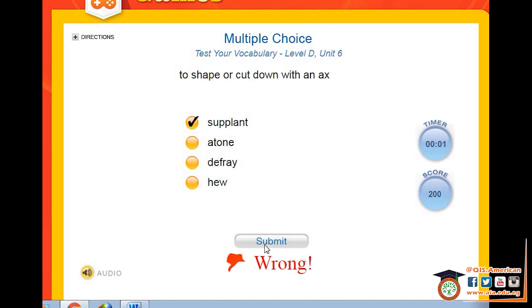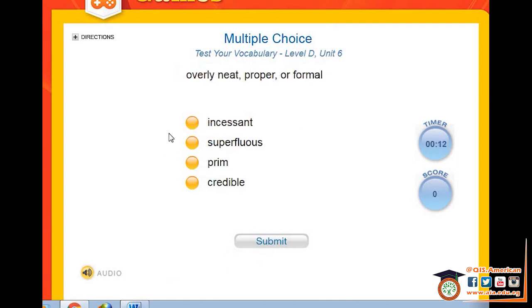Wrong. So I'm only trying with you, acting your place. Anyway, the wrong one, it will come again. Overly neat, proper or formal. What's neat? Yes. Prim? Okay. Yes, right. And so on. All right. The ones you choose wrong or you answer wrong, they will have another chance to answer again. All right, in the end.